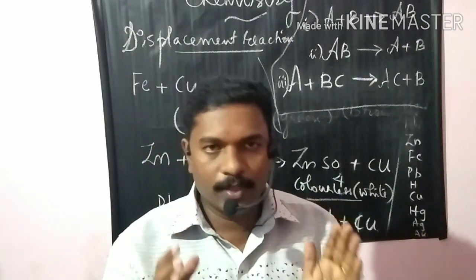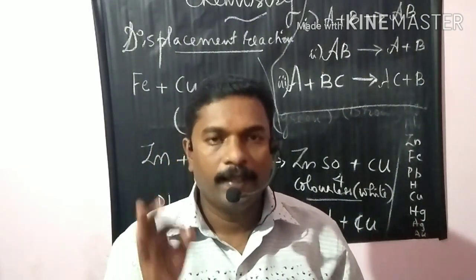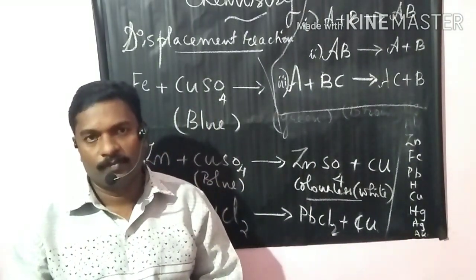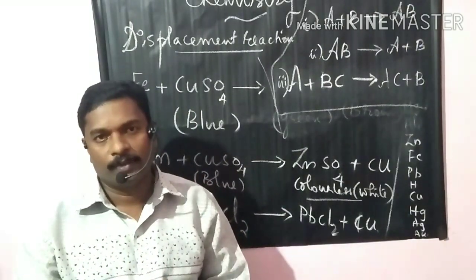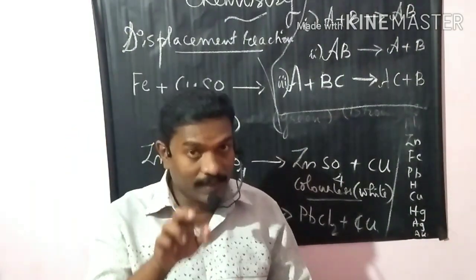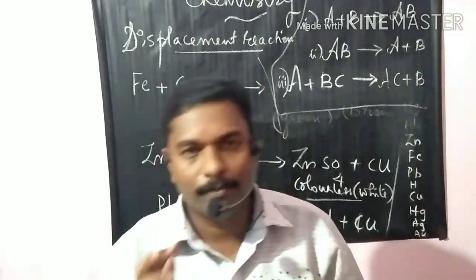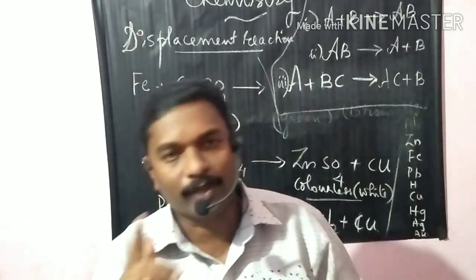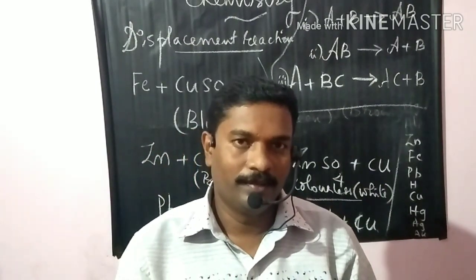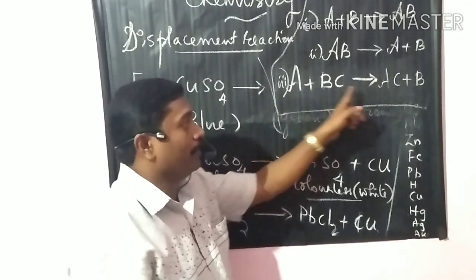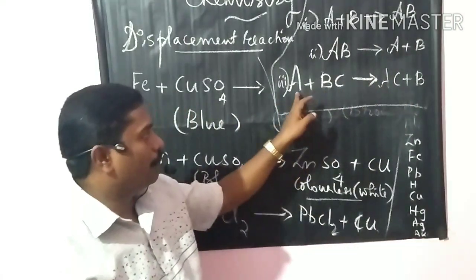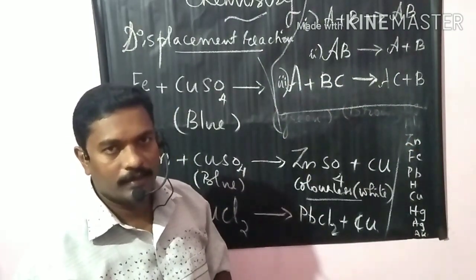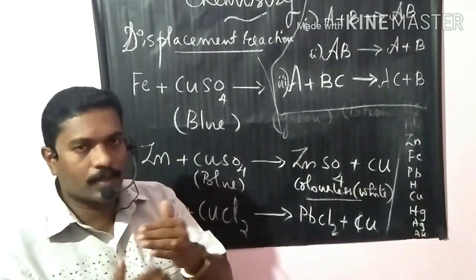Okay, once again, what is a displacement reaction? A highly reactive metal displaces less reactive metal from its salt solutions. A plus BC gives AC plus B. A should be more reactive. B should be less reactive. Then only the reaction may take place. Okay, A plus BC gives AC plus B. Are you clear? Yes.